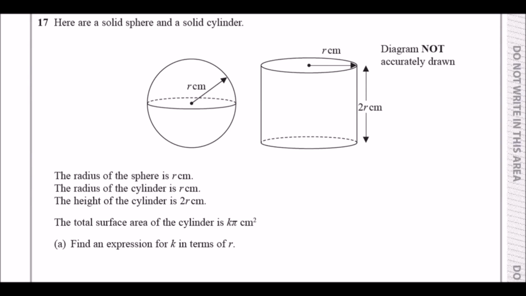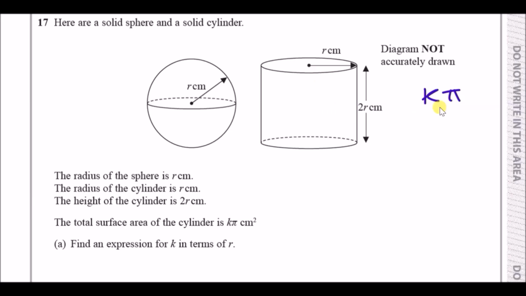Okay, number 17. So here we're given a solid sphere and a solid cylinder. Now the radius of the sphere and the cylinder are both r centimeters, but the height of the cylinder is 2r centimeters, so twice the radius. Now the total surface area of the cylinder is given as k pi. Now quick recap. Surface area is literally the area around the entire shape.